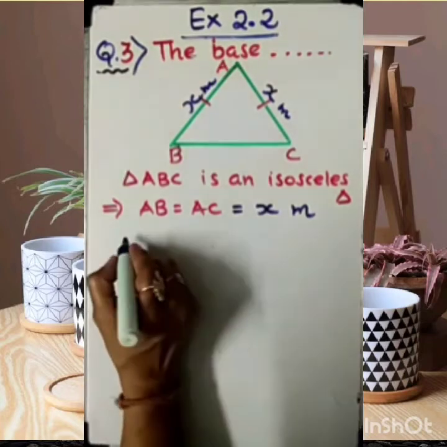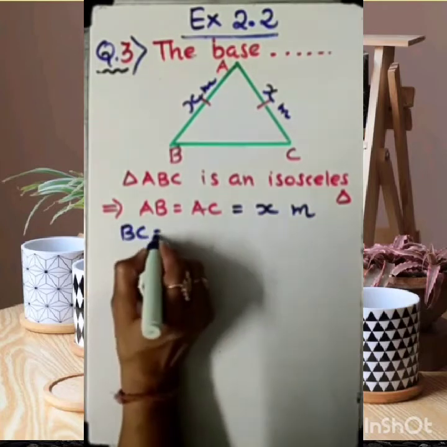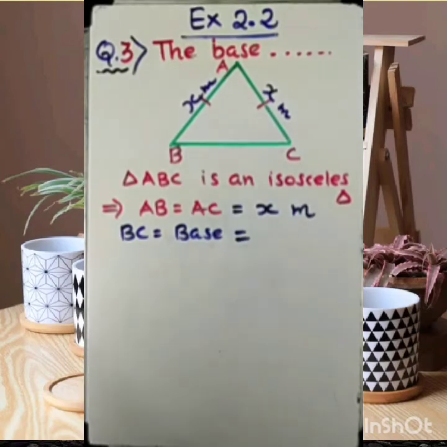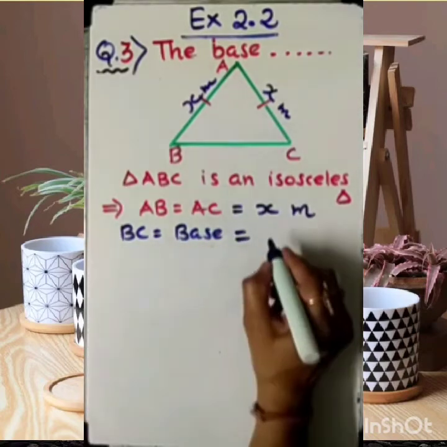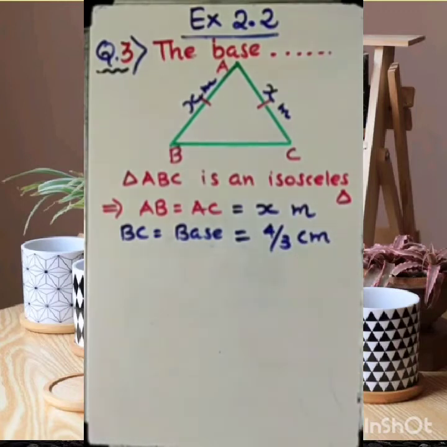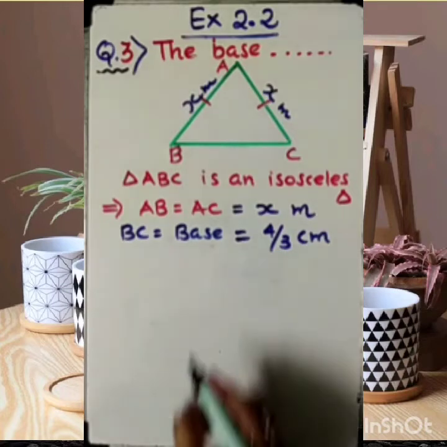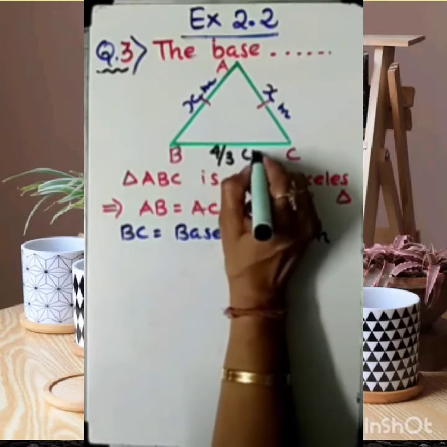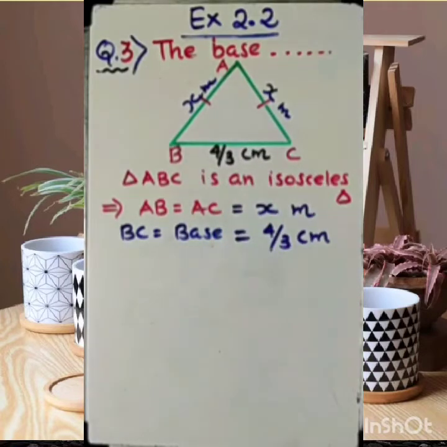What about the base? BC is a base, you know. BC is a base and the length of the base we are already given. That is 4 by 3 centimeter. Rational number we are given. Nothing to worry about. We are in the habit now of using the rational number, as we have already studied in chapter 1, 4 by 3 centimeter. This rational number we are given as the base, that is the third side of an isosceles triangle.